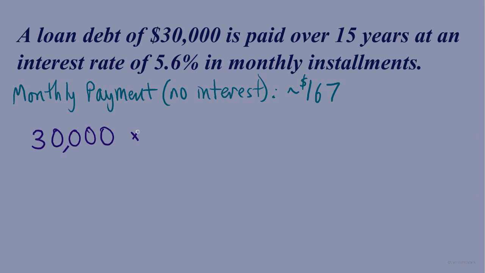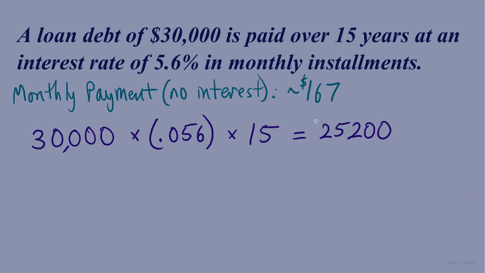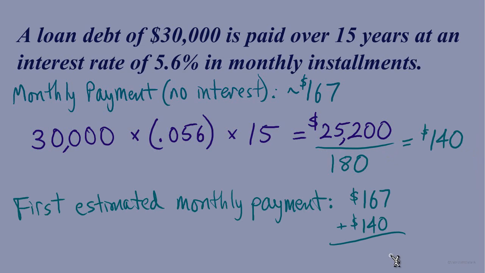A simple interest calculation would be the full balance 30,000 times 5.6% as a decimal times the total number of years, 15. So the total interest owed would be $25,200, and split up over 180 total monthly payments is $140. So our first estimation for a monthly payment will include the $167 toward the balance and $140 toward interest, for a total of about $307.